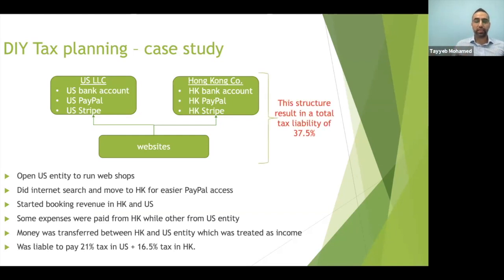given that there was no segregation, no proper planning around it, although the idea was very good, that you set up a Hong Kong entity, you have a US LLC, then you can have better business control and you can diversify your locations, he ended up paying 21% tax in the US LLC and then 16.5% tax in Hong Kong. So overall, his tax bill was 37.5%.